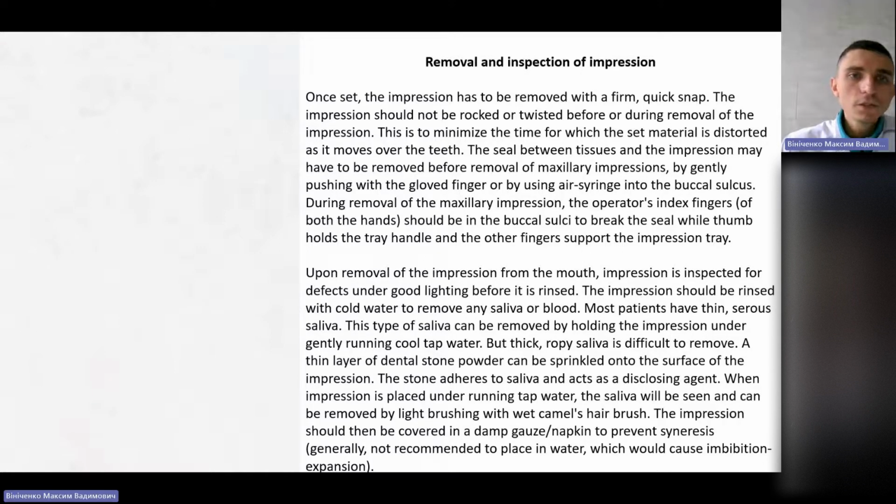The seal between tissues and the impression may have to be broken before removing the maxillary impression by gently pushing with a gloved finger or by using an air syringe into the buccal sulcus. During removal of the maxillary impression, the operator's index fingers of both hands should be in the buccal sulcus to break the seal, while the thumb holds the tray handle and the other fingers support the impression tray.